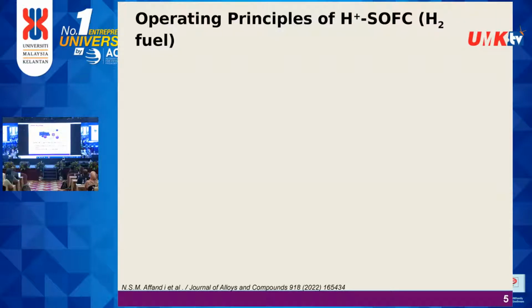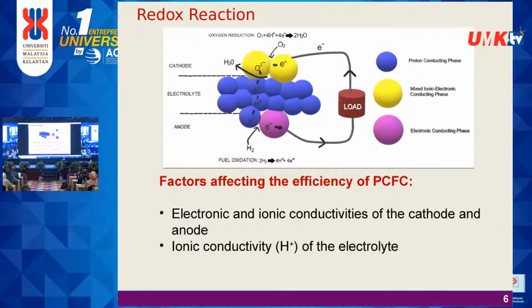This is the direction of the proton ceramic fuel cell, with hydrogen as a fuel. If we want to study the factors that affect the efficiency of the proton ceramic fuel cell, of course we have to look at the electronic and ionic conductivity of the cathode and anode, and we also have to study the ionic conductivity of the electrolyte. Next, I will briefly describe what we have done for the electrolyte, anode and cathode in order to enhance the performance of the PCFC.